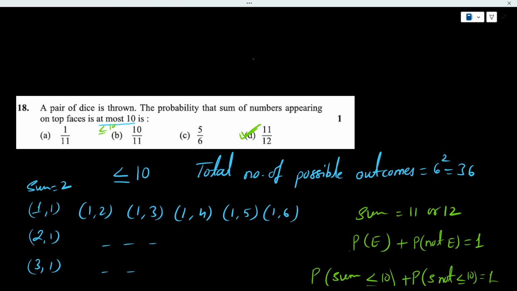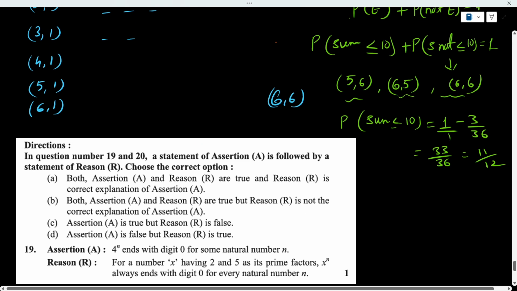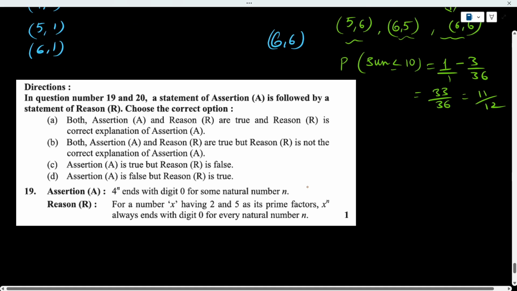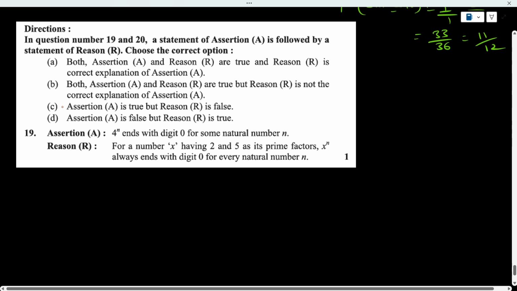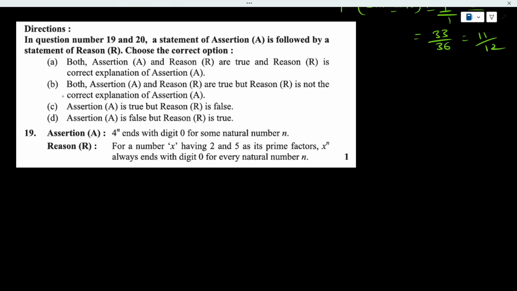Now let us go for the next. So 19th and 20th questions are going to be your assertion reasoning questions, the last two questions always. So what is given here in assertion reasoning? The assertion reasoning options are A, B, C, D here. Both assertion and reason are true and A is the correct explanation of assertion.